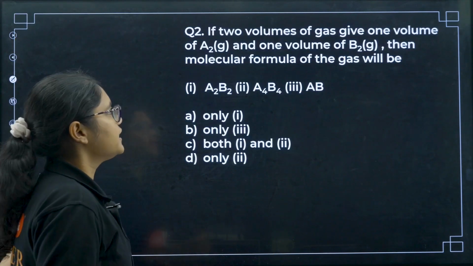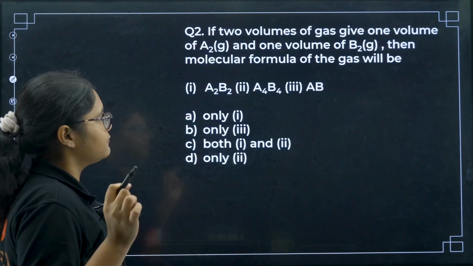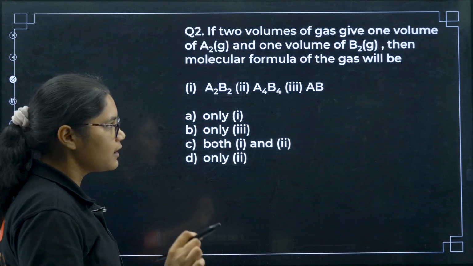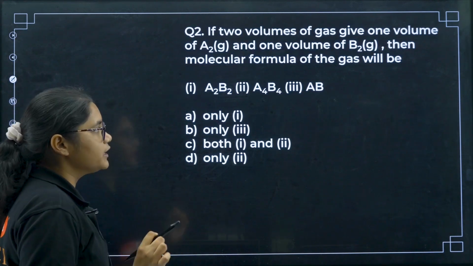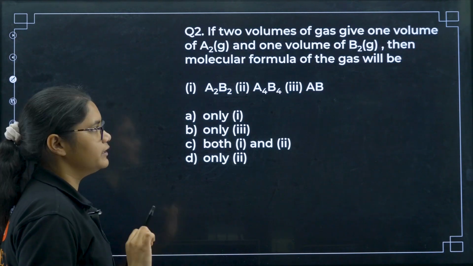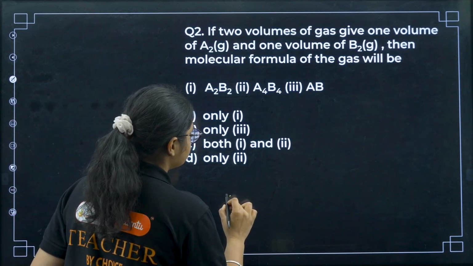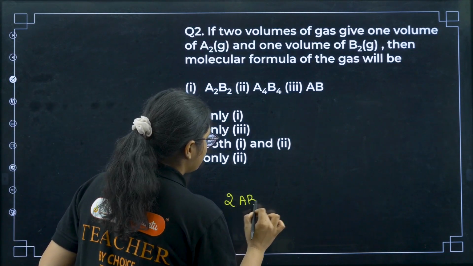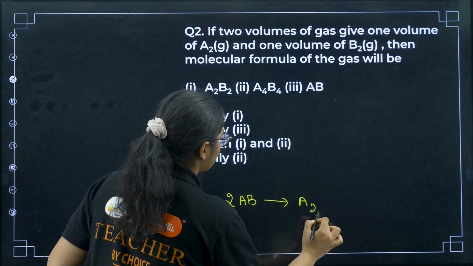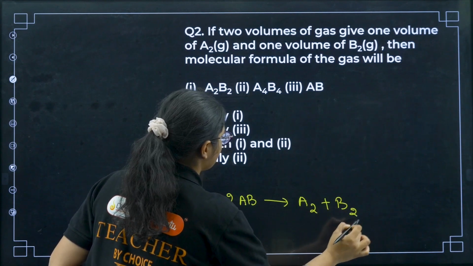Next question: if 2 volumes of a gas give 1 volume of A2 and 1 volume of B2, then the molecular formula of the gas will be. So we have 2 volumes of one gas, and when it decomposed, you got 1 molecule of A2 and 1 molecule of B2.